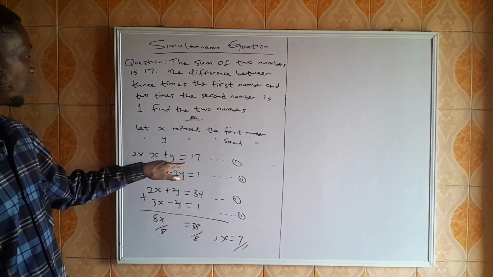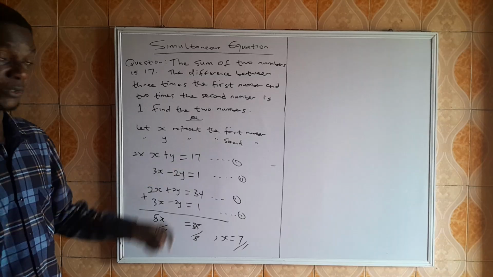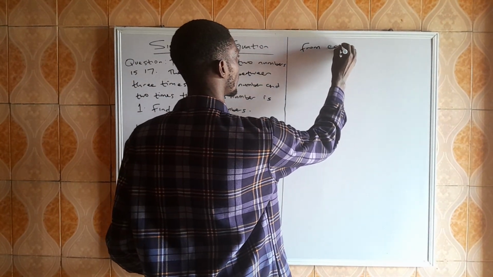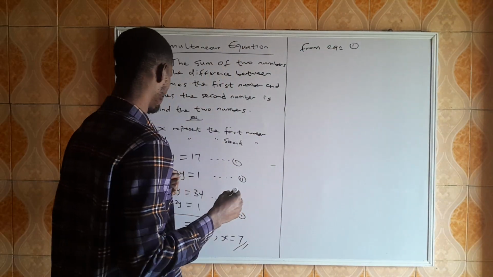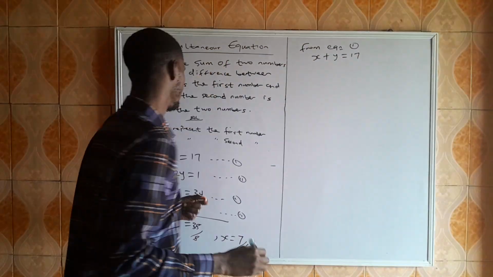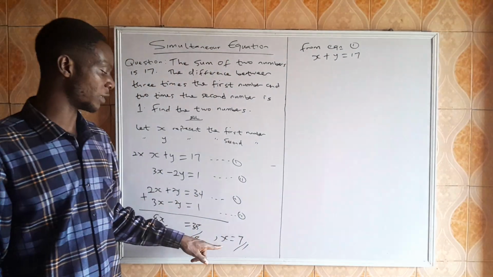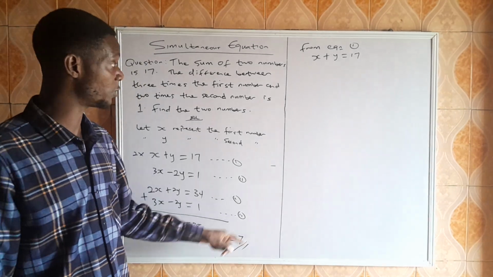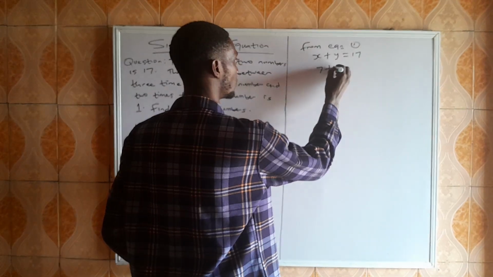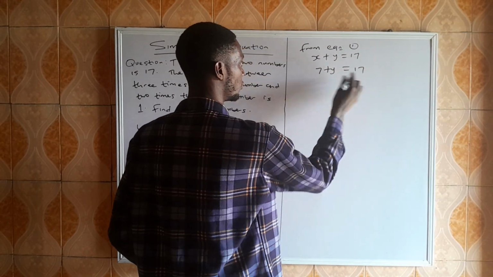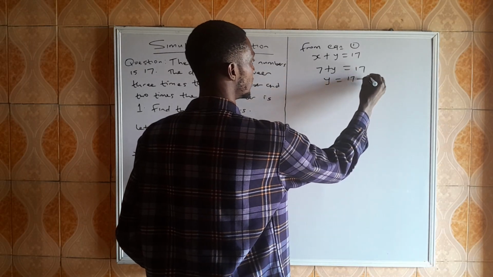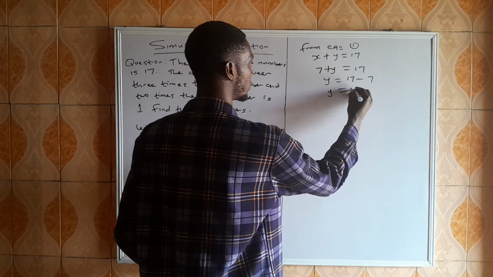Now let's come back to equation 1, where we have S plus Y equals 17. We already got the value of S to be 7, so anywhere you see S in this equation, you can put 7. So you have 7 plus Y equals 17. From here, Y is 17 minus 7, and Y will be equal to 10.